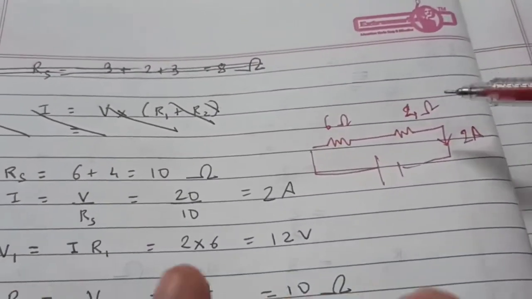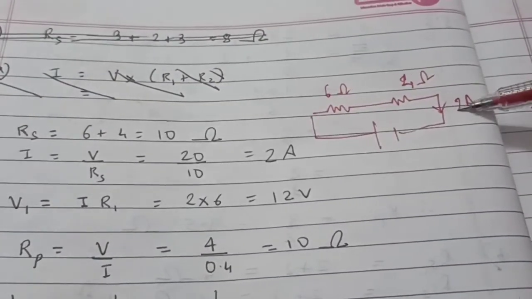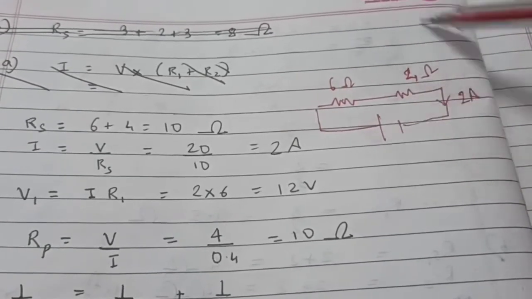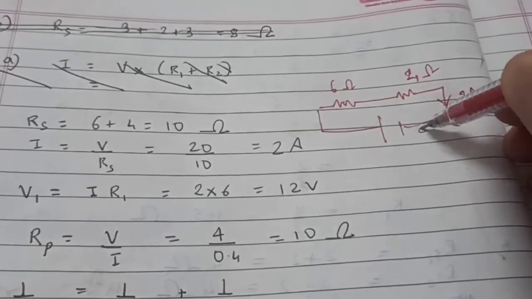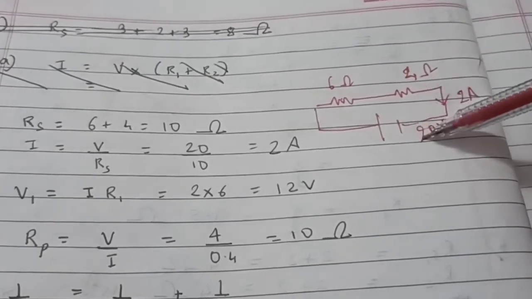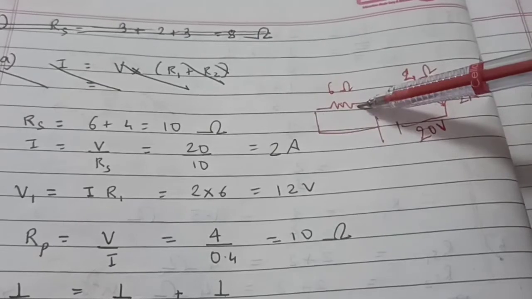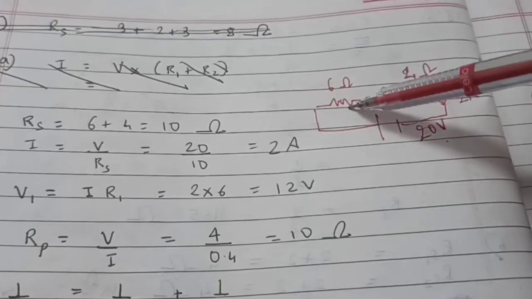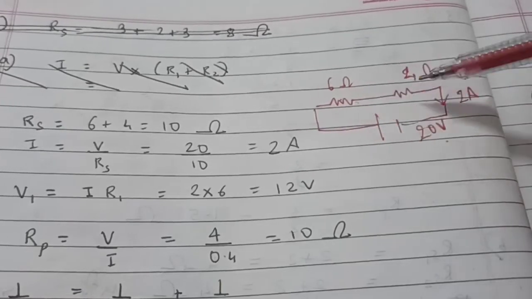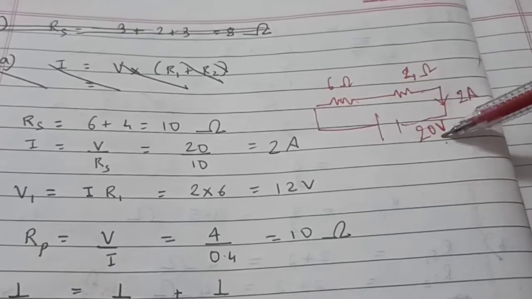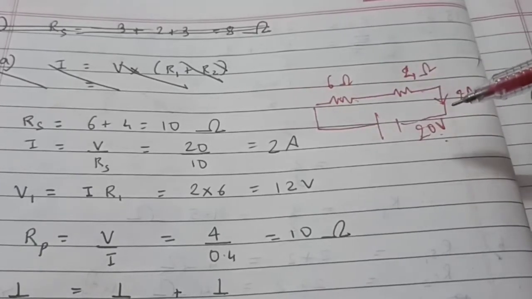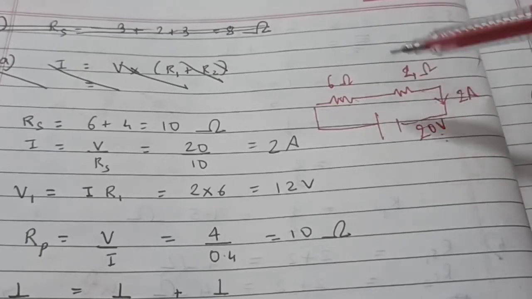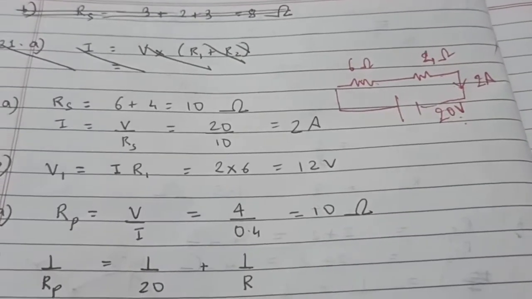By the way, in series, remember there is no splitting of current. That means the same current flows through this resistance as well as through this resistance. And the total voltage has been given as 20 volt. By the way, the potential difference across this resistance will not be 20 volt. Here the voltage is split in series. So perhaps this will be, let's say, 12 volt and this will be 8 volt. So the total potential difference is 20 volt. The current is same. On the other hand, in parallel connection, the current is split between the resistances, but the voltage is same. So remember this. So part A is done.